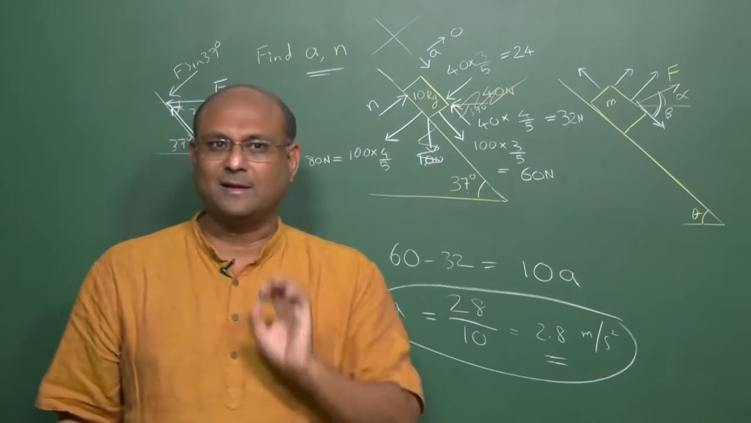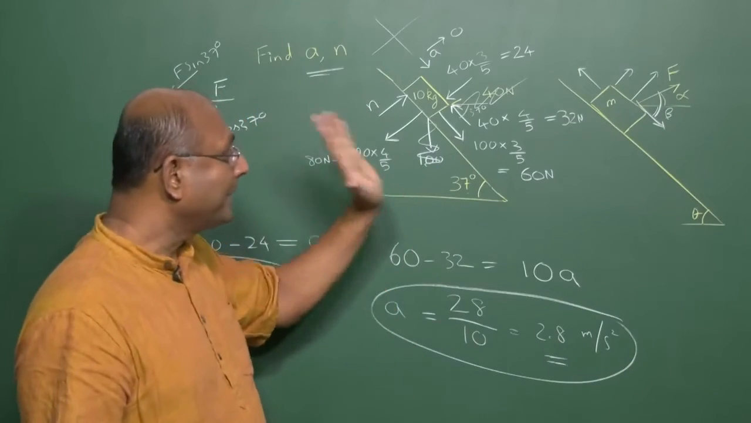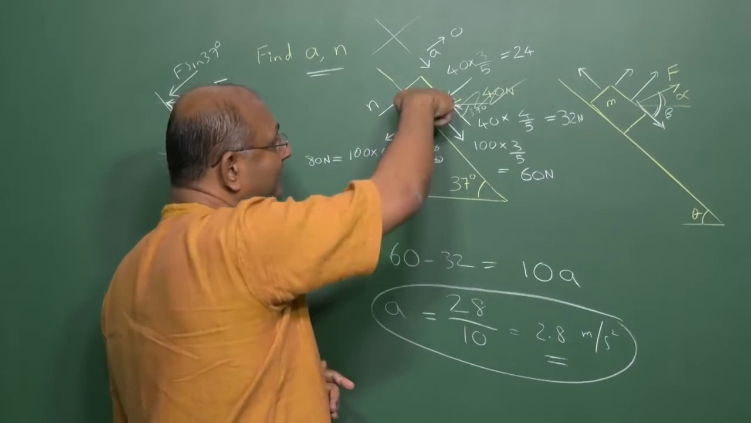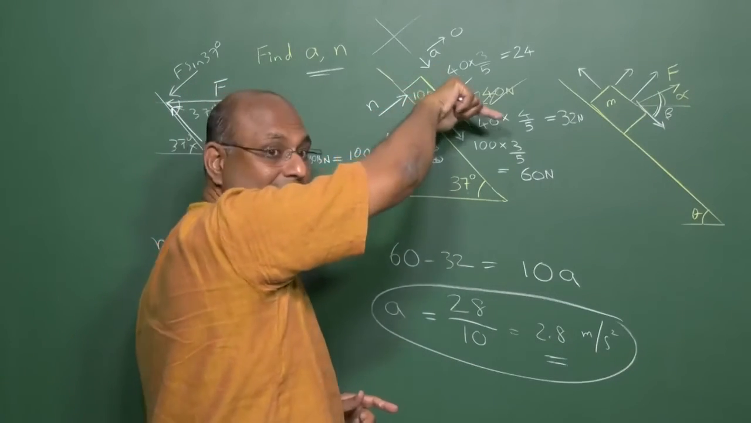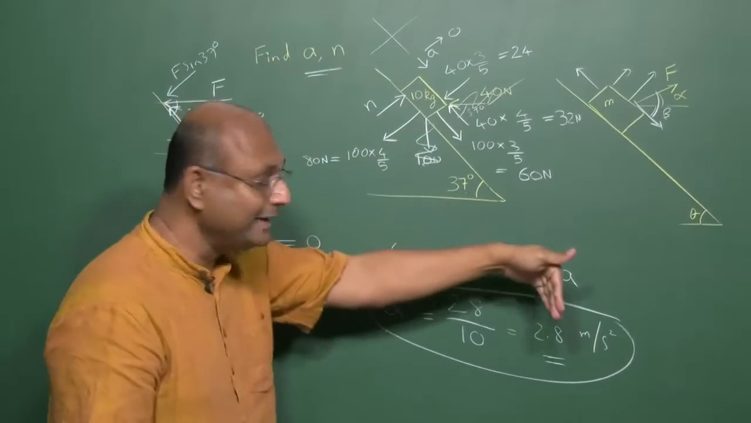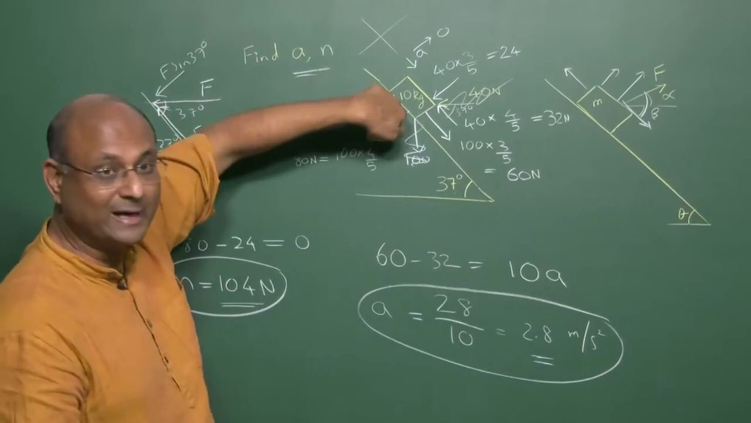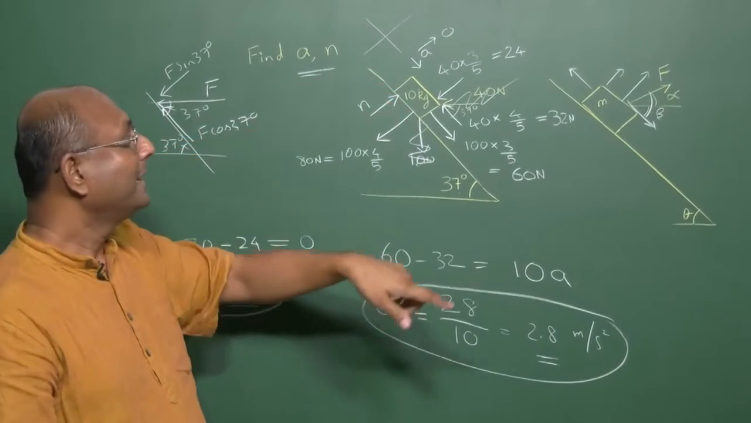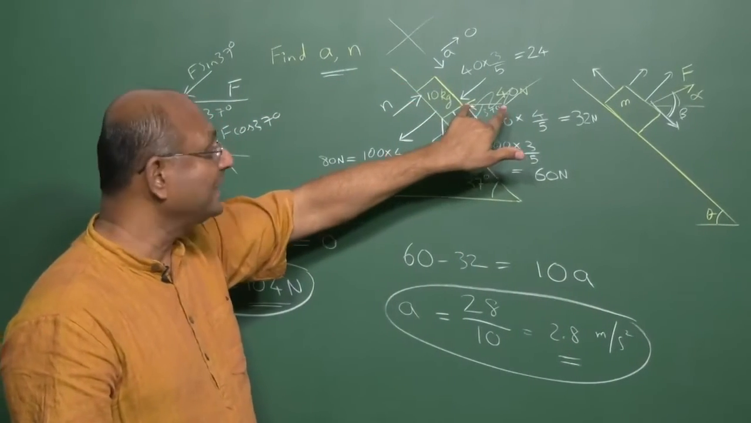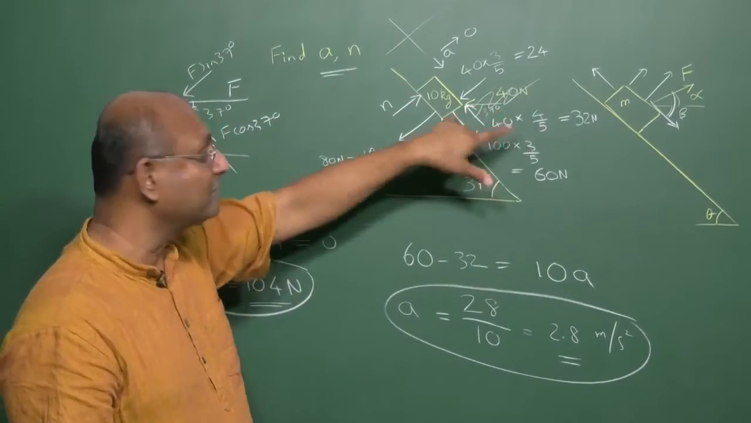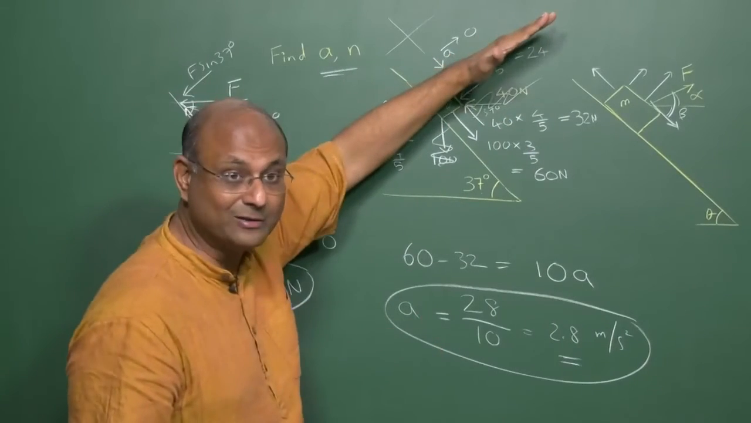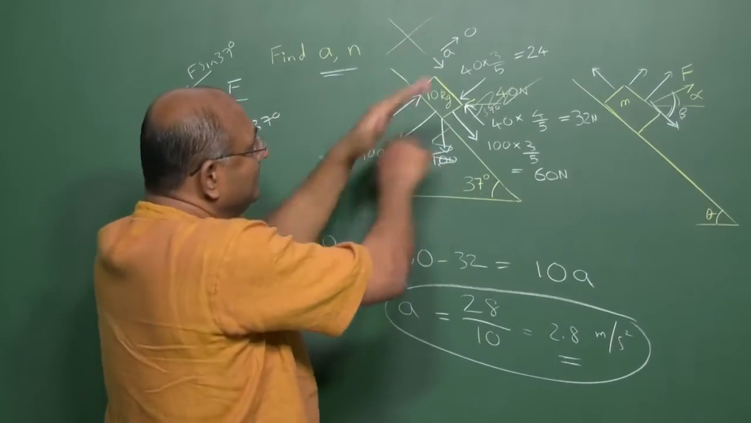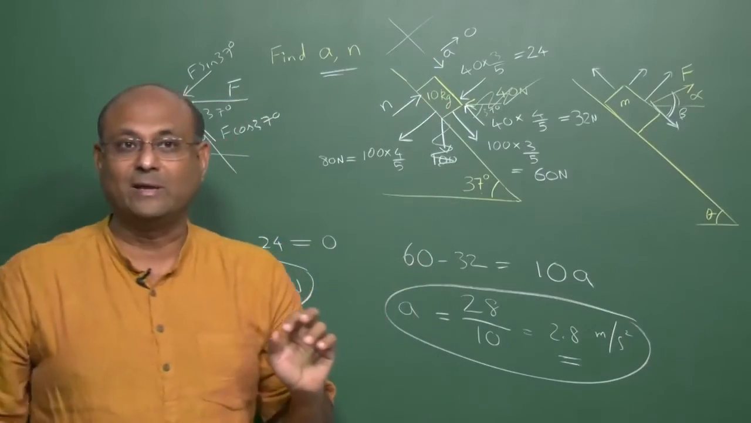This is a little bit difficult question, right? But keep in mind that for any kind of question, quickly resolve mg. Along the incline, mg sin theta. Perpendicular to the incline, mg cos theta. If there are other forces, then you will have to worry about how to resolve them. For N, you don't have to resolve N. N is already perpendicular to the incline. You have to resolve mg, and you have to resolve any other force that you need to deal with.